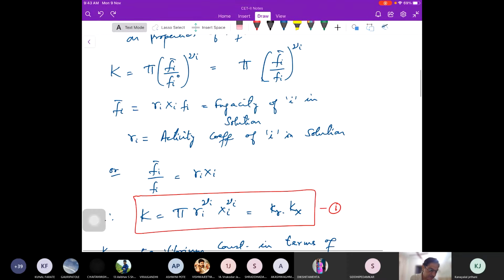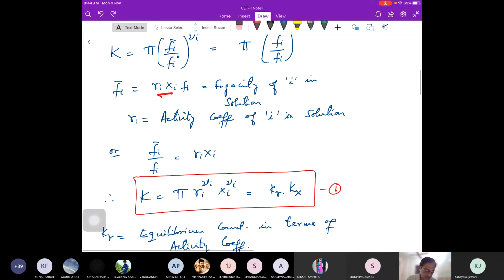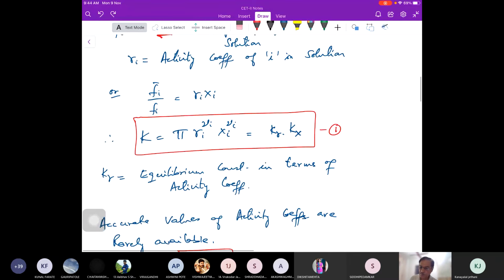Right? So if you take f_i bar by f_i, that is equal to gamma_i x_i हो जाएगा. Right? So we can put in this equation for K is equal to pi of gamma_i raised to the power of nu_i and x_i raised to the power of nu_i. This is nothing but K_gamma into K_x. Any questions on equation 1?